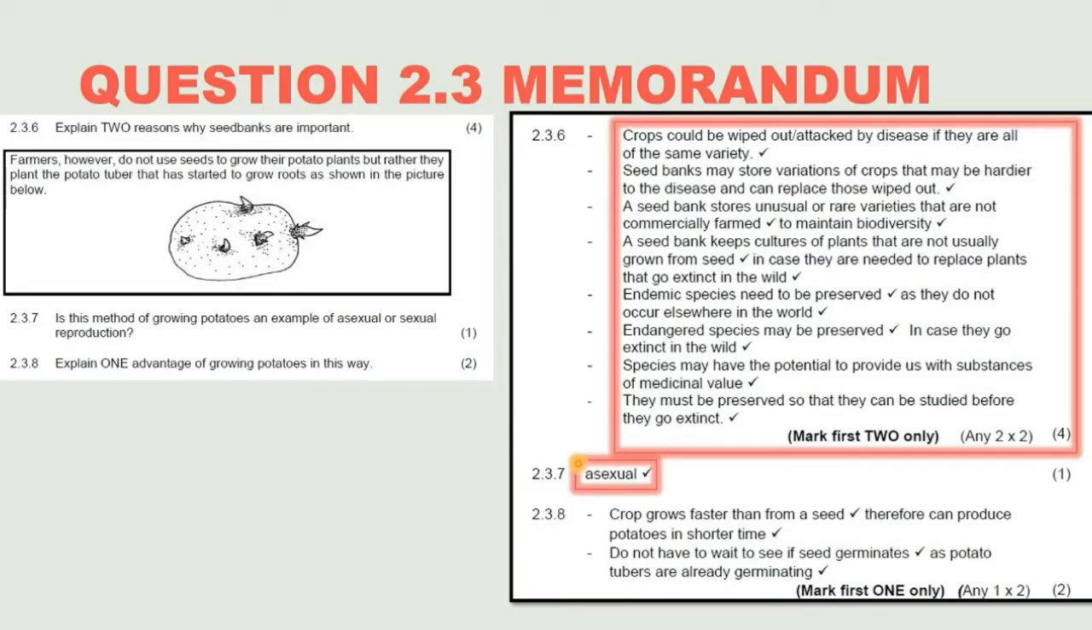Then 2.3.8: explain one advantage of growing potatoes in this way. Firstly, it grows faster than from the seed, so it can produce potatoes in a shorter amount of time. You do not need to wait for the seed to germinate as this potato is already germinating.